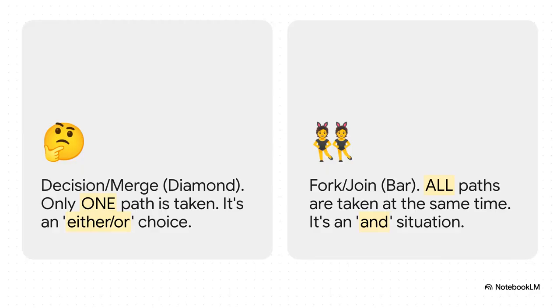And this, right here, this is probably the number one thing that trips people up when they're starting out. So let's make it super clear. A decision diamond is for an either-or situation. You can only take one path. A fork bar is for an and situation. All paths happen at the same time. If you mix those two up, it totally changes the meaning of your whole diagram.